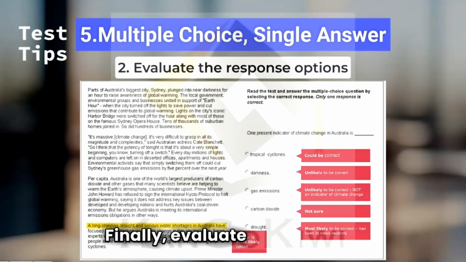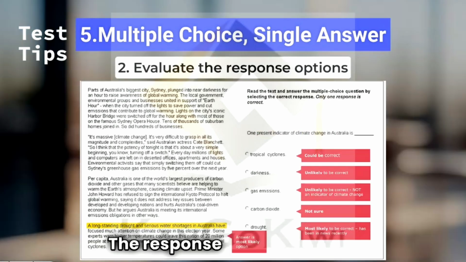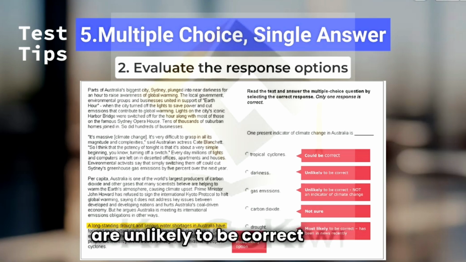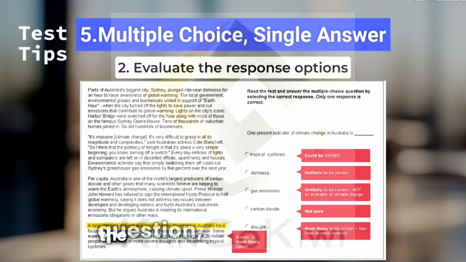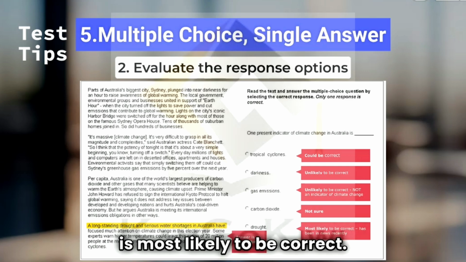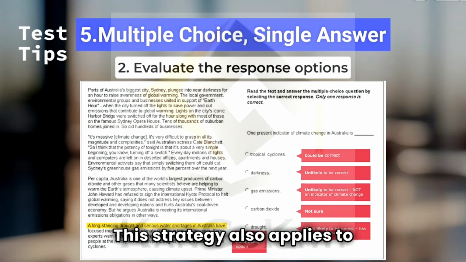Finally, evaluate the response options. The response options may be words, phrases, or sentences. Use your own knowledge to decide whether any of them are unlikely to be correct or likely to be correct. You can do this before you read the text. If you read the text but cannot answer the question, choose the option that you think is most likely to be correct. This strategy also applies to multiple choice questions with more than one answer.